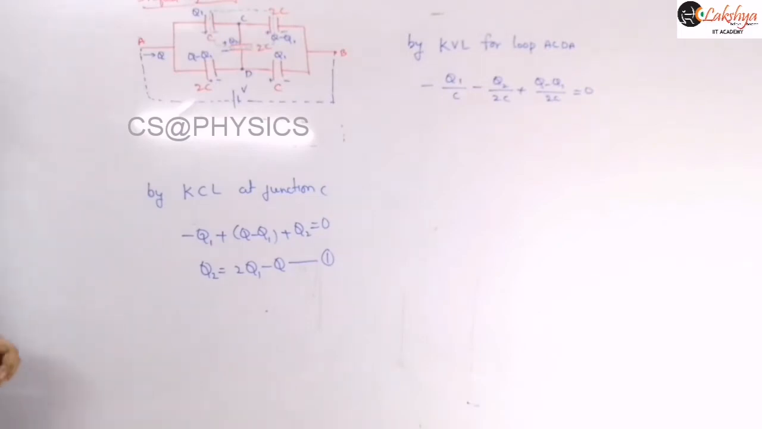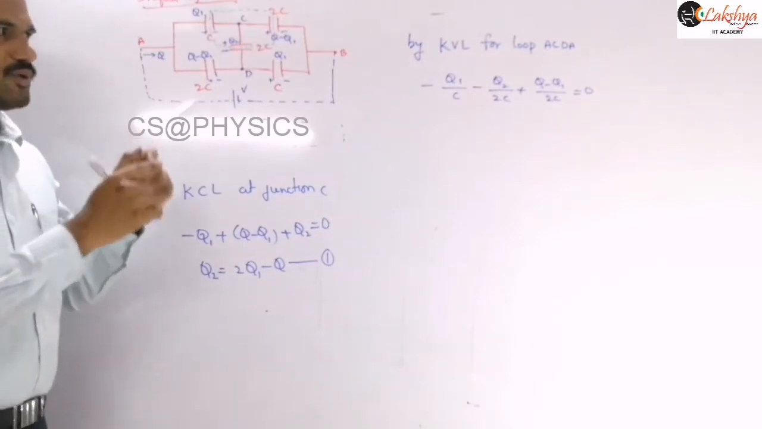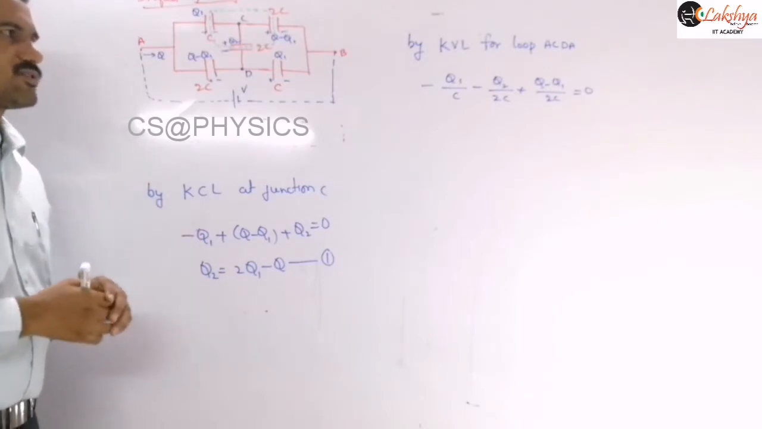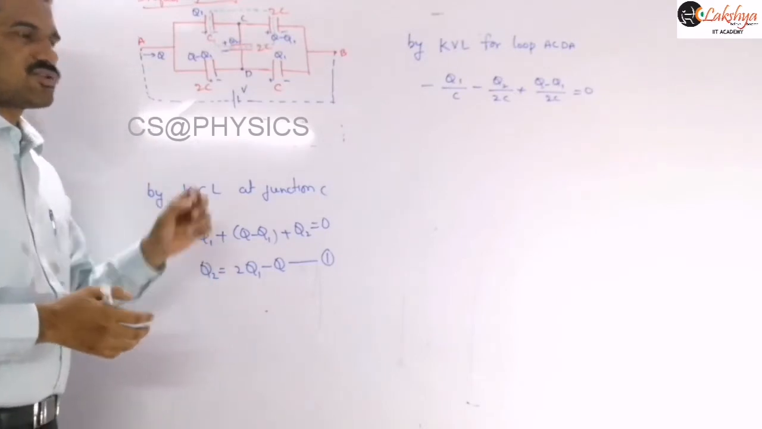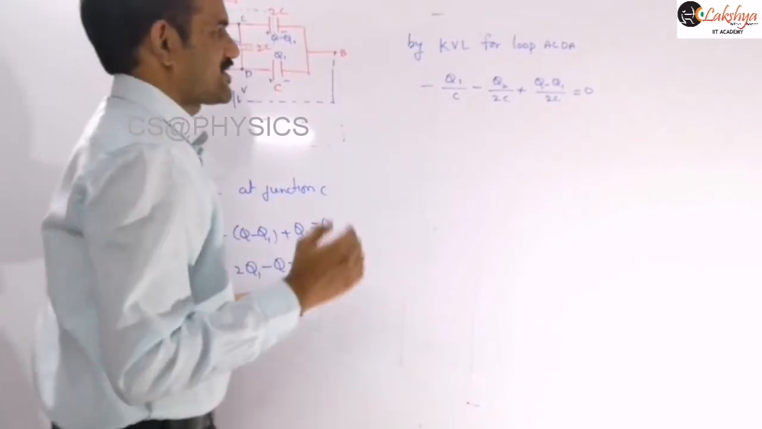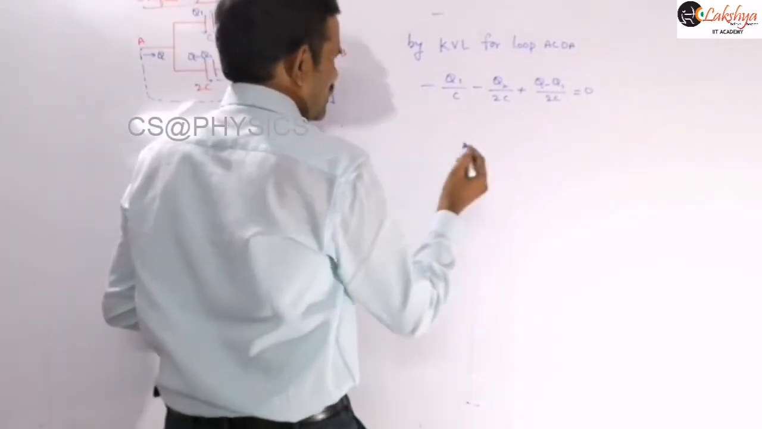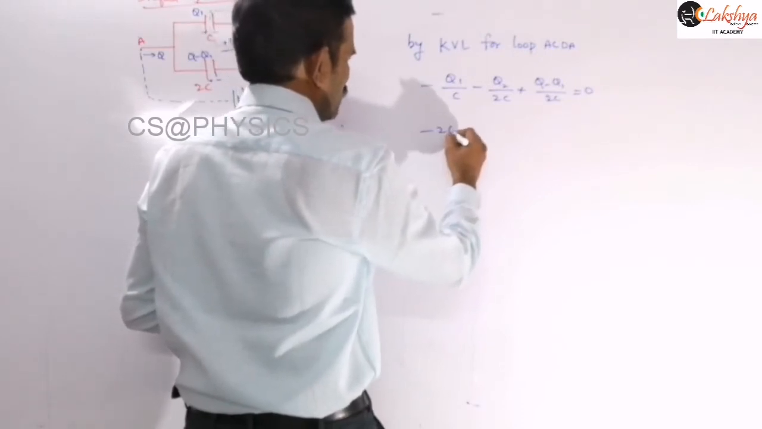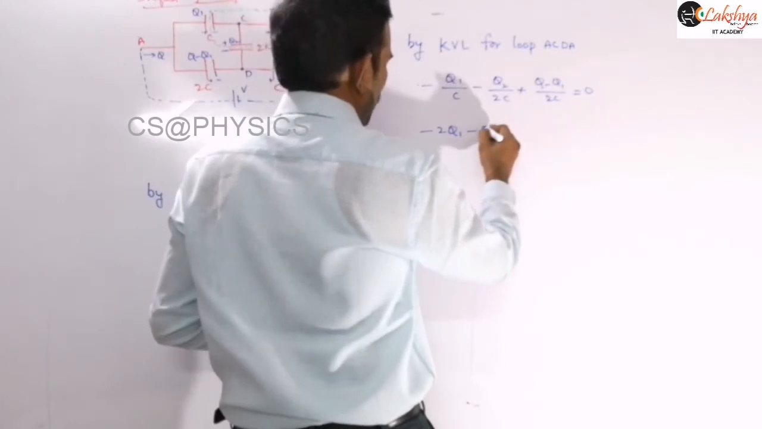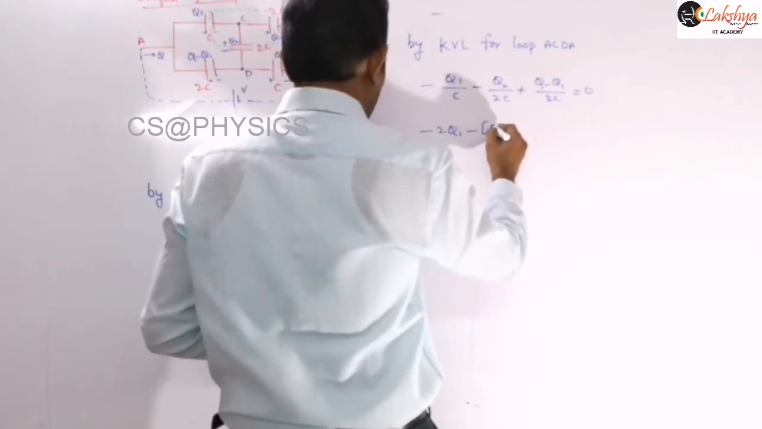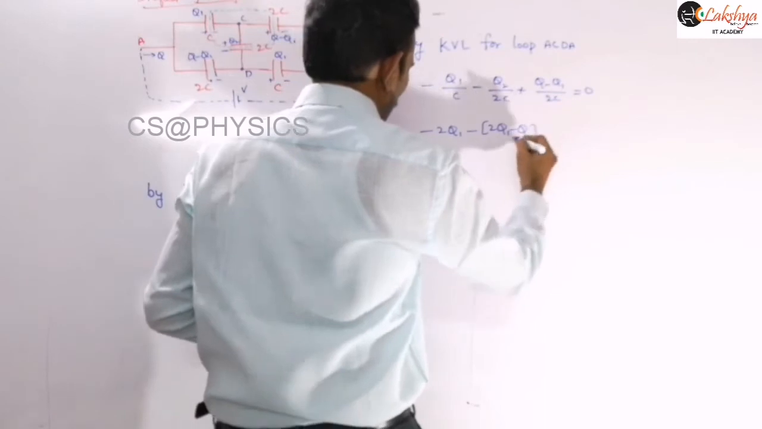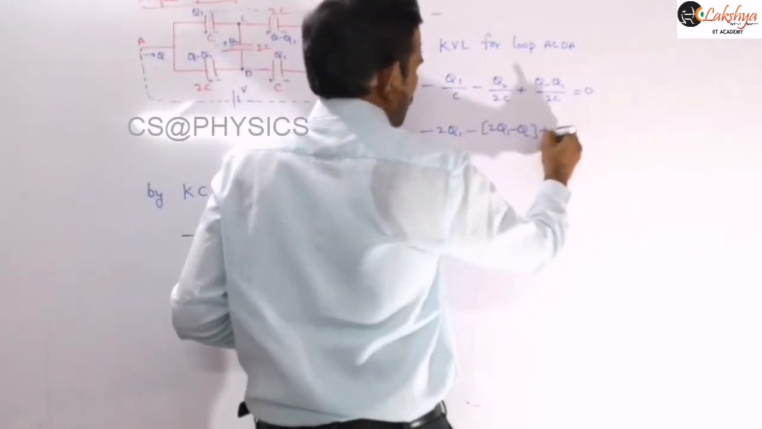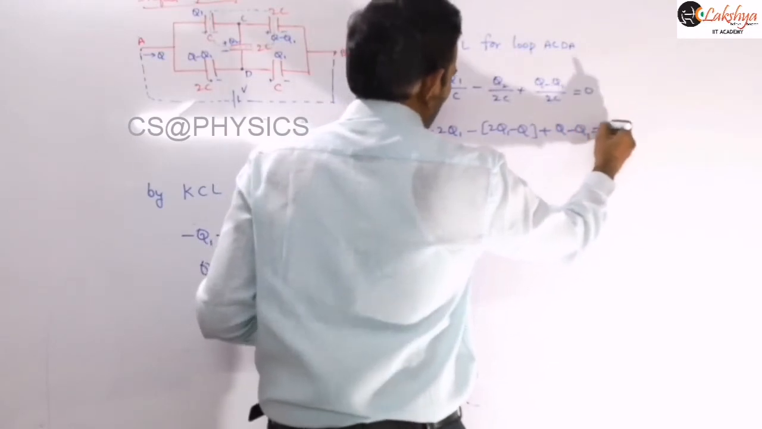Only capacitors are there, so that is our potential drop in that closed loop. Now let us simplify that equation, then you will get one relation. By solving equation 1 and equation 2, you will get the expression for Q. I am multiplying by 2C here, then minus 2 into Q1 minus Q2. That Q2 value we can write as 2Q1 minus Q; using this relation I am substituting the Q2 value there. And plus Q minus Q1. This value is equal to 0.